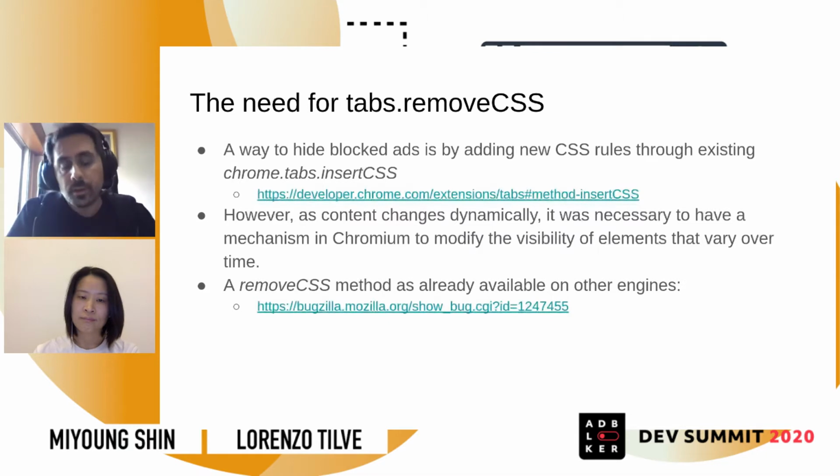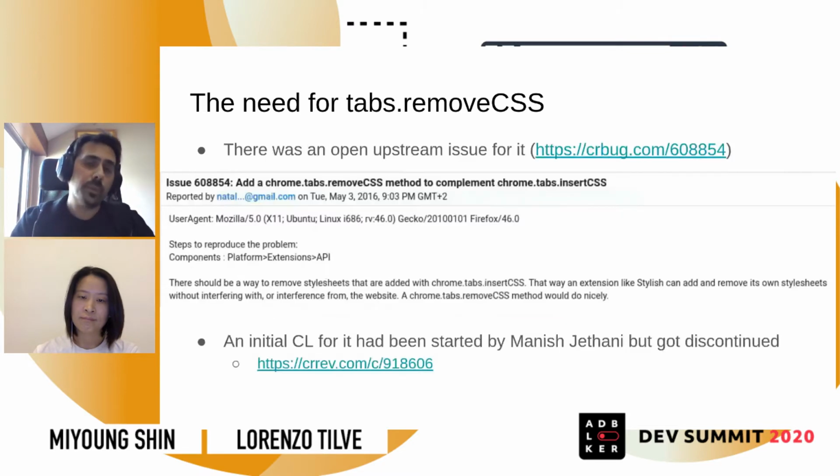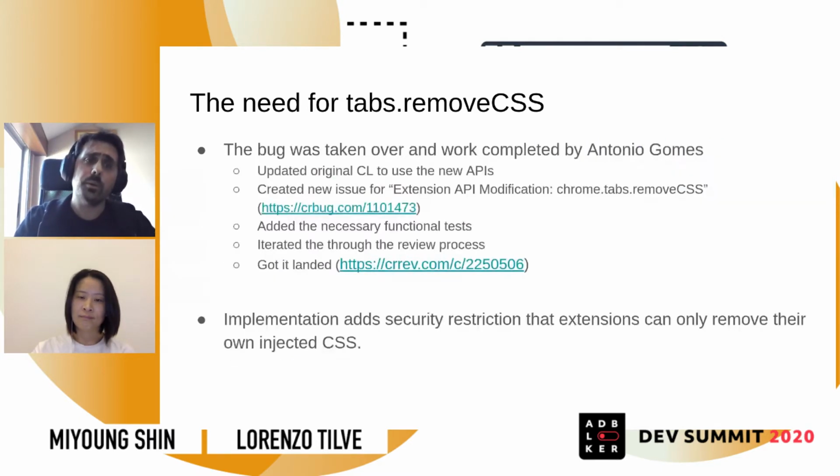And there was actually no API covering the spec implemented in Chromium, and it was already available in other engines. So actually, there was an open issue upstream in Chromium for some time to request this method to be added. There was also an initial changelist added for that, started by Manish Yatani, but it didn't make it to upstream, and got discontinued. So basically, what we were doing here was to take over that bug.